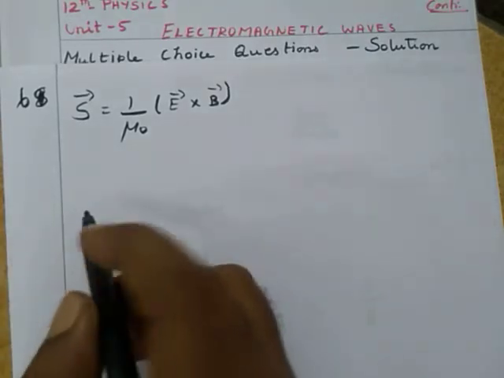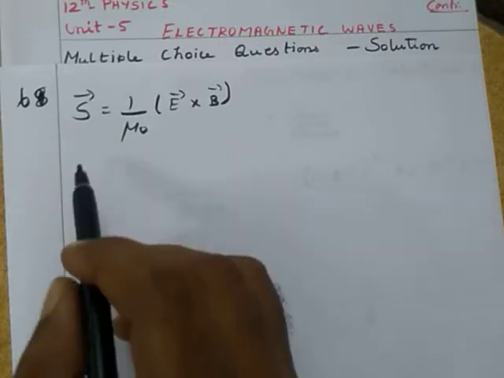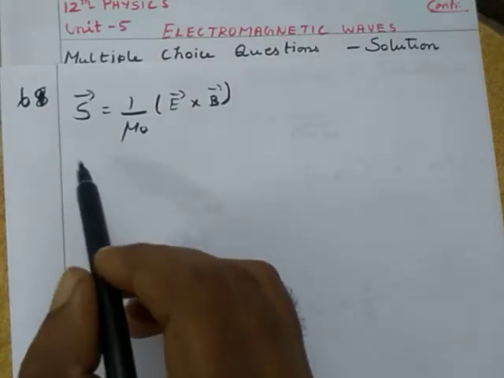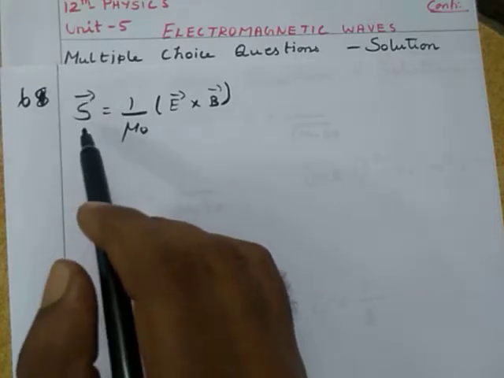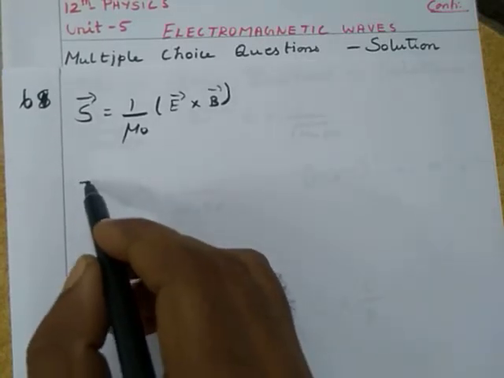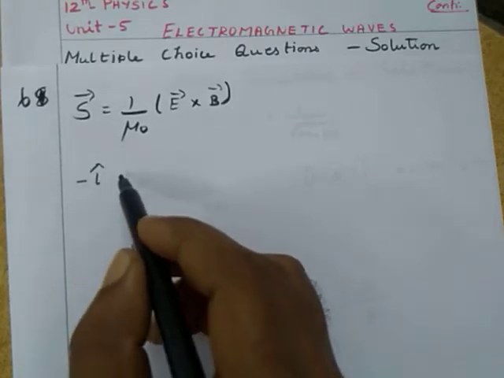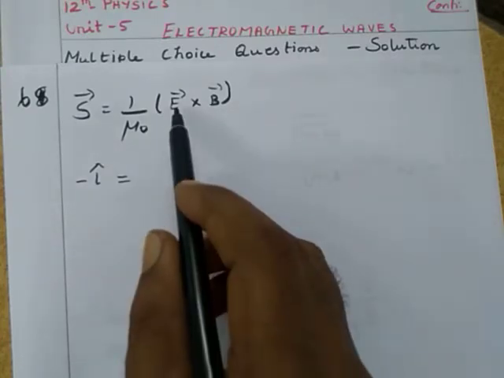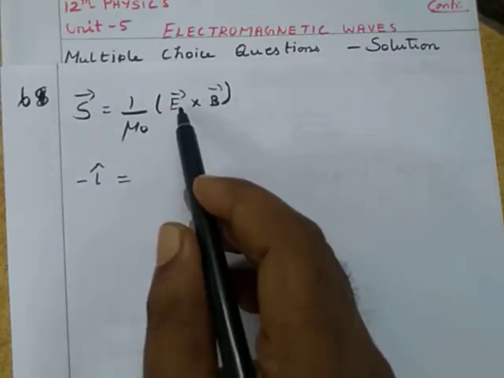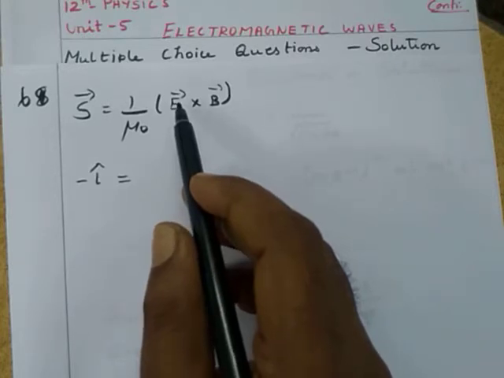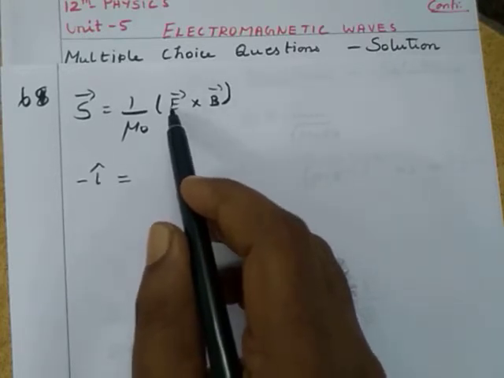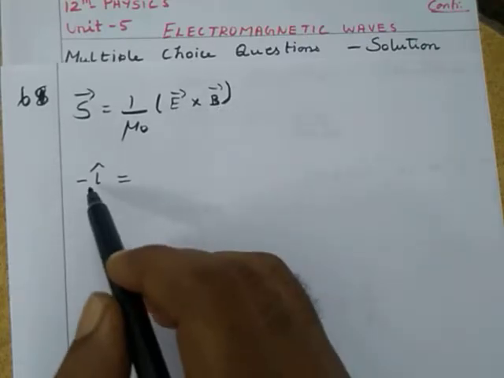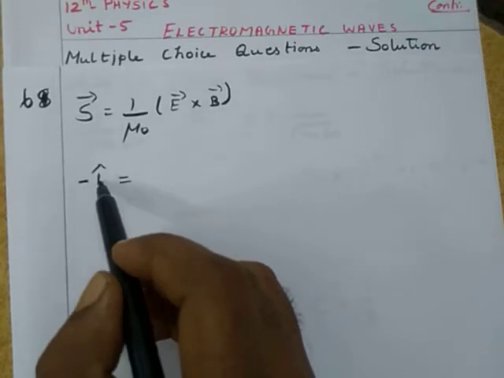See, the given data is: the electromagnetic wave is propagating along the negative x-axis. So this S vector is minus i cap. The constant we can leave; it is a cross product, E vector cross B vector. The E vector denotes the direction of the electric field, and the B vector denotes the direction of the magnetic field. We need to get minus i cap.